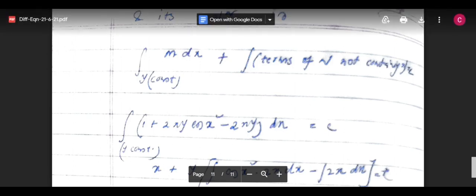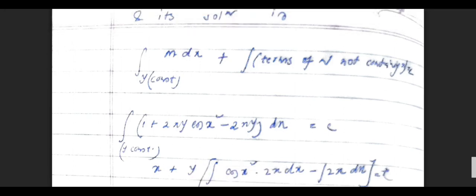Then, terms of N not containing x. So N is basically sin x square minus x square. All terms are containing x, no? N equal to what? Sin x square minus x square. This is the procedure actually, the method. Terms of N not containing x. So for N, there is no such term, no? Sin x square, x square, both are containing x.